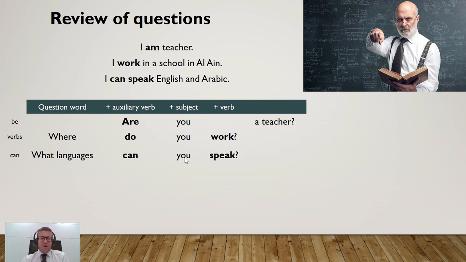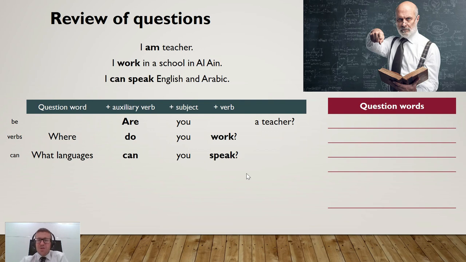Just to review some question words, we have what, which is a thing. Who is a person. Where is a place. Why is a reason. How we use with an adjective like how old, how big, how many. And if there is no question word, like this one here, are you a teacher? It means the answer is yes or no. Are you a teacher? Do you work in a school? Can you speak English? So the answer is yes or no.